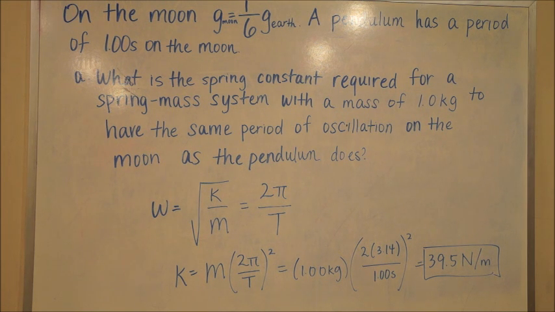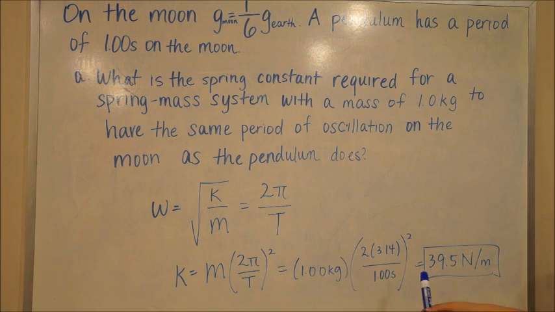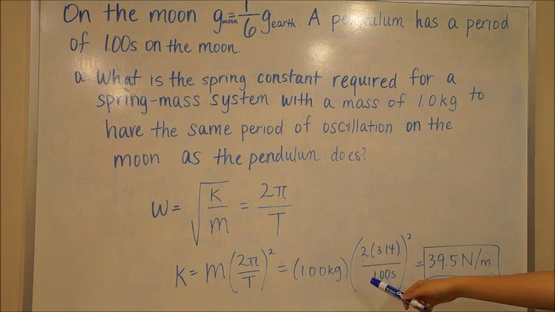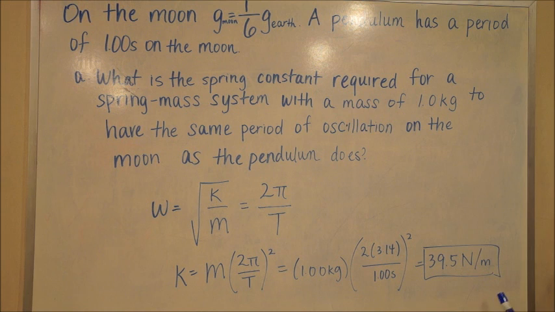Here we'll use two equations for angular velocity, which is the square root of the spring constant over mass equals 2 pi over the period. So after squaring both sides and multiplying m to the other side, you can see that the spring constant equals the mass times 2 pi over the period squared, and then you just plug in the numbers from the problem. So you plug in 1 kilogram, 2 times pi over 1 second squared, and then you'll end up with 39.5 newtons per meter.